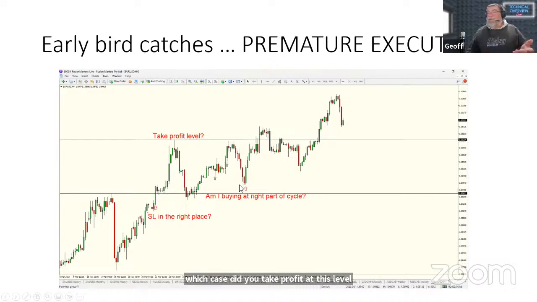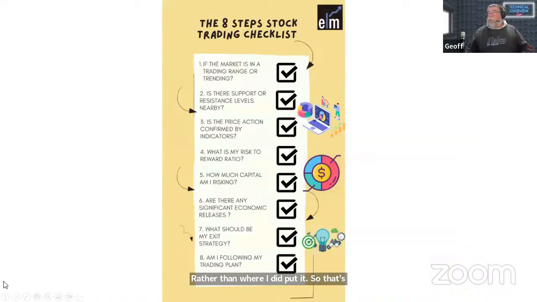I'm not trying to tell you how to trade a trend, because I'm not a trend trader anyway, but what I am suggesting is that you note all these things as you develop your system, and note whether you're doing the right thing or the wrong thing. And okay, if I'd actually put my stop loss here, I would have made a truckload more money rather than where I did put it. So that's the little tip I'm trying to make.